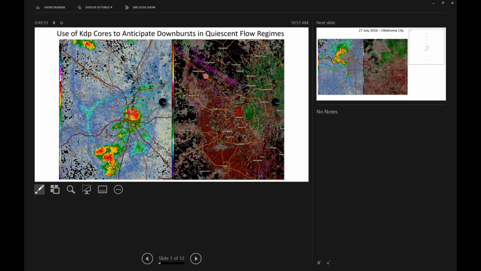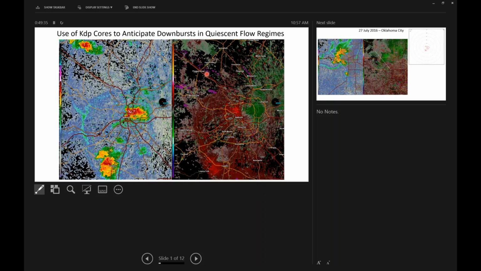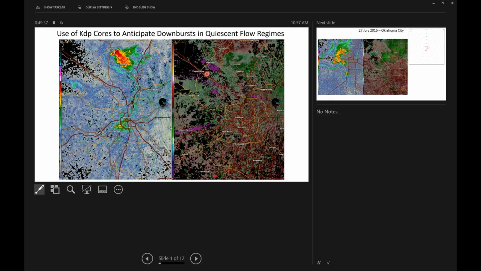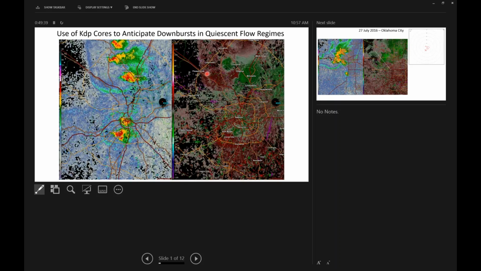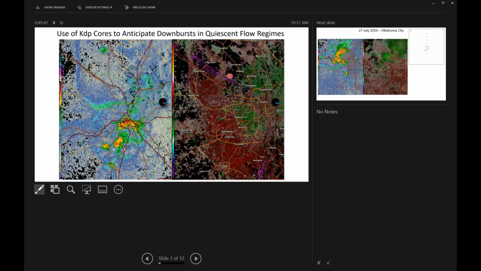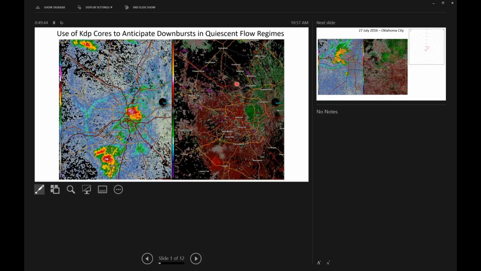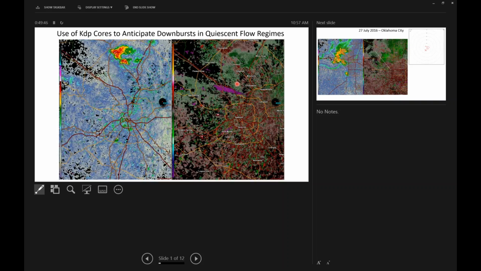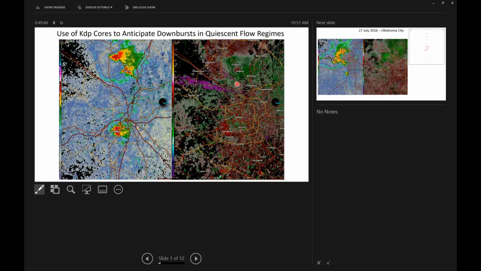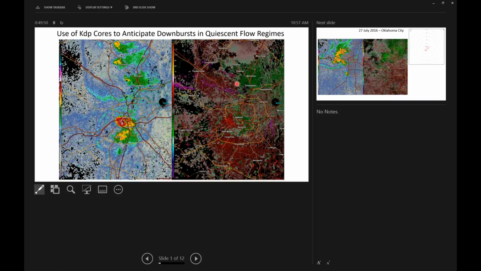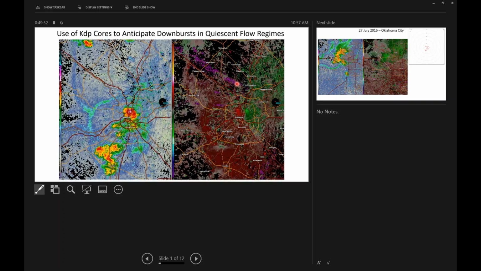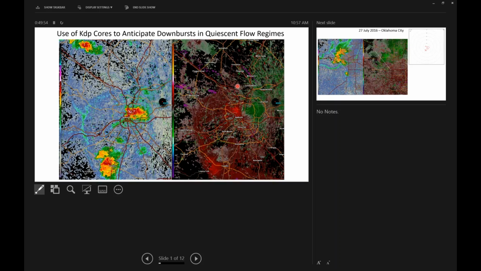So let me just back up real quick and talk about way back in my days in Goodland, Kansas, talking with Jeremy Martin up there. We were looking at these cases and asking, is there something we can latch onto? We think water loading in the mid levels is a big driver for these events, but what product within dual-pol can help us out?